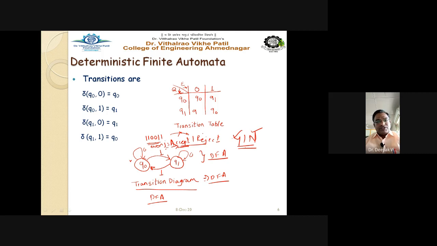Getting this point? So this is the way to design the DFA. First we have to find out the states. Then we have to find out the transitions, how the transitions will take place. Then we have to find out the start state, and then the final state, right? So these four things we have to consider here.